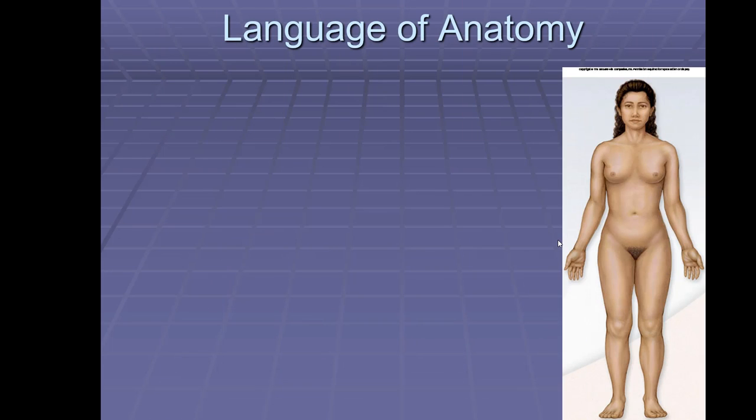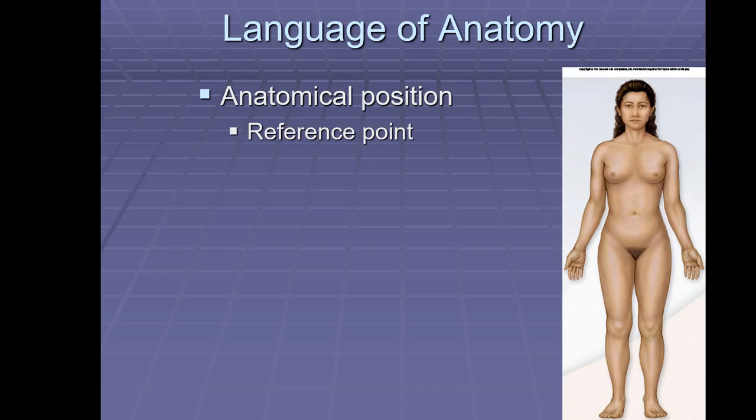So one thing that is an important concept in anatomy that we need to start with is the anatomical position. So this is always our reference point in anatomy. So if you look at this woman right here, she is standing facing forward with her palms facing forward. This is the anatomical position. So all of our references are made in reference to this position.